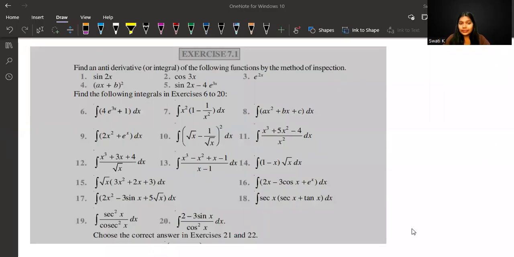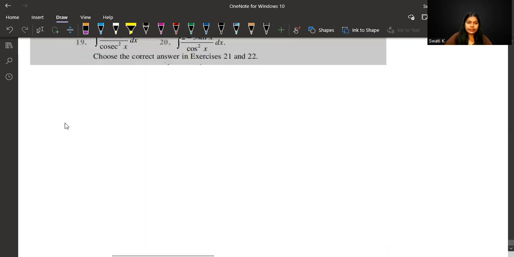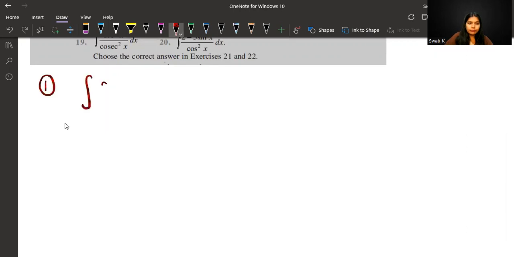And yes, you can see here we have to find an antiderivative or integral for the following questions. Antiderivative is another name for integral. So the first question is we have to integrate sine 2x. This is the sign of integration. We have to integrate sine 2x dx. So let's start with the solution.